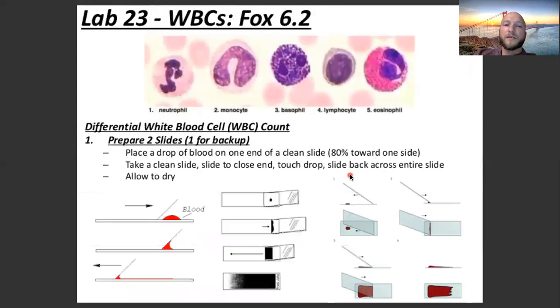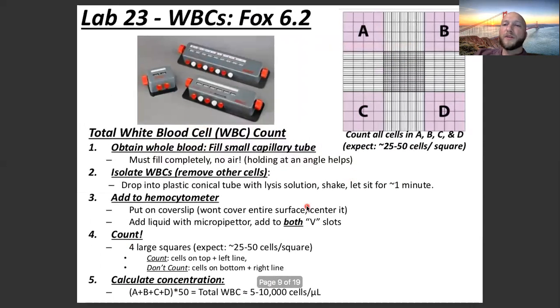Perfect. So the two main differences between the white cell and the red cell are where you count on the hemocytometer, the squares you count, and then the conversion factor. It's 50 for the white cells.